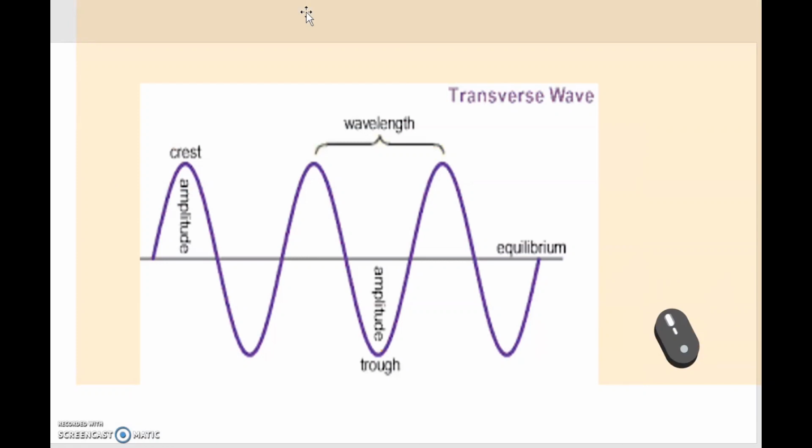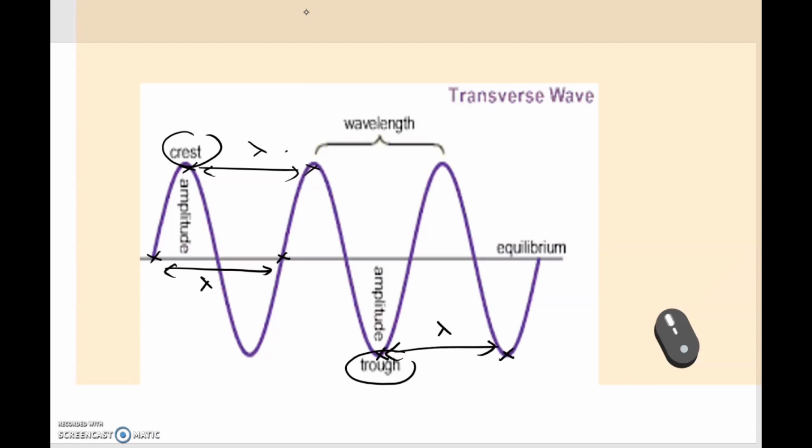Here is the explanation for the wavelength. As you can see here, we have crest and also trough, where the distance from crest to crest is one wavelength or one lambda. The distance from equilibrium to the next equilibrium, where we have one oscillation, is also lambda or one wavelength. The distance between a trough and the next trough is also lambda.